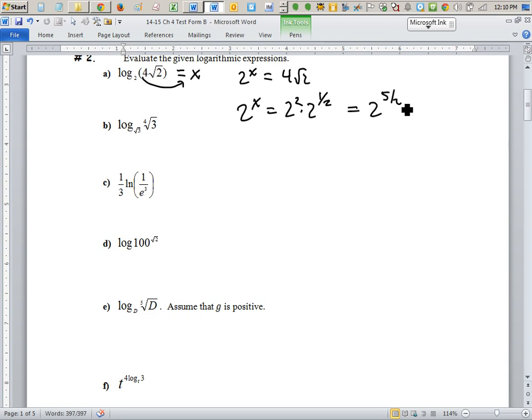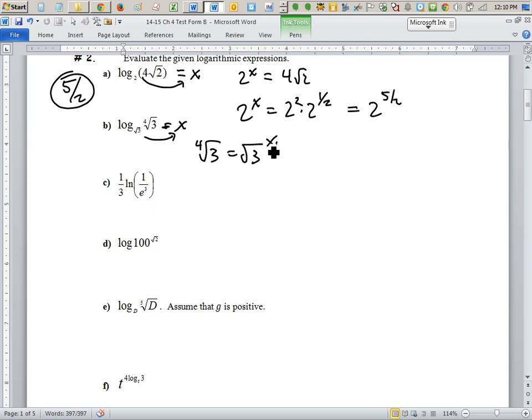So basically, 2 to the x is 2 to the 5 halves. And that means x is, of course, 5 halves. This is the same kind of thing. Move this over, and you get the 4th root of 3 is equal to the rad 3 to what power? You gotta be careful with this one.